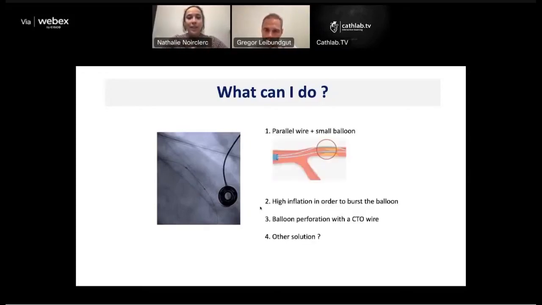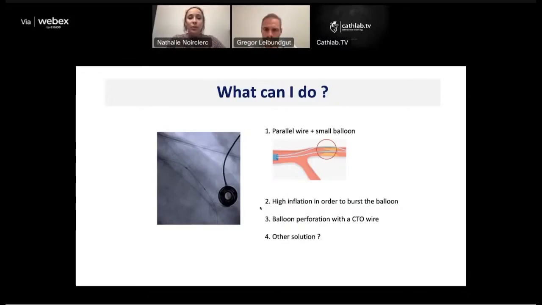So of course, I retrieved the contrast into the indeflator, and I tried to inflate again and deflate, but nothing happened. So I had the idea, as when a rota burr is trapped, to use a parallel wire to advance a little balloon next to it and inflate a small balloon to try to displace the balloon that's trapped. There is the option also to make a high inflation and burst the balloon, but it's really not what I would like to do at first.